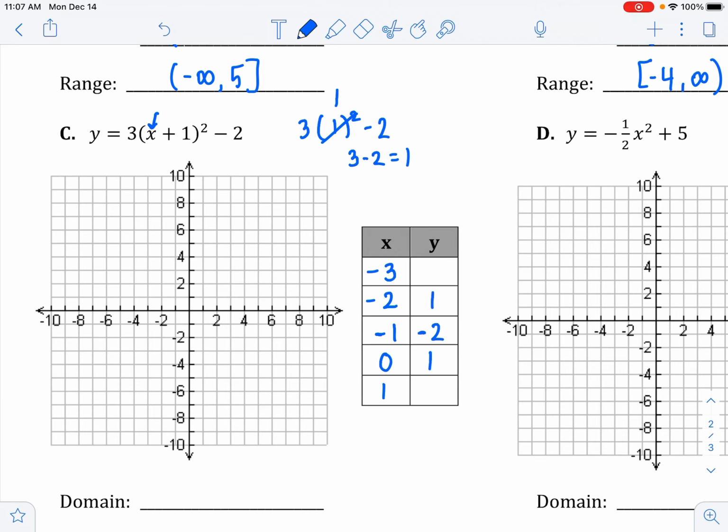Now I'm going to plug in 1. So I have 3 times, I'm going to plug in 1 into that, and then minus 2. All right, 1 plus 1 is 2. So 2 squared is 4. 4 times 3 is 12. 12 minus 2 is 10.